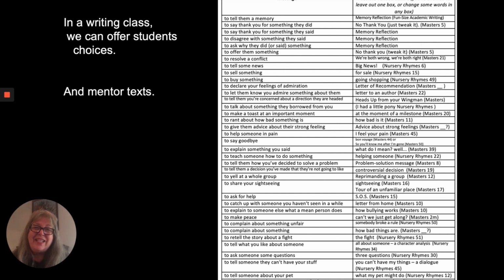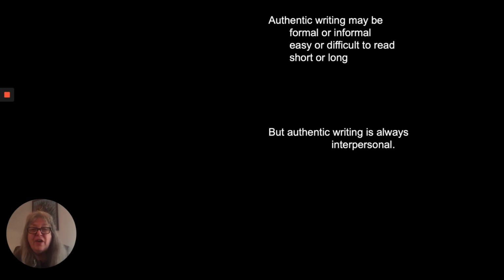We could take any speech or any writing of any genre and see what structure that person used, and we could use it too. Authentic writing has all different looks. It could be formal or informal. It could be easy or difficult. It could be any length. But there's one thing about it that is always the truth. It's always a real itch. It always is from one person to other people.